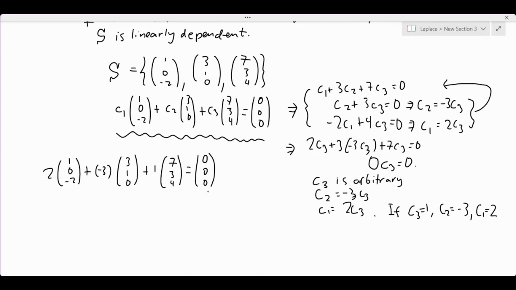And so since not all of the C values are equal to 0, in fact none of them are equal to 0, we say that the set S is linearly dependent.